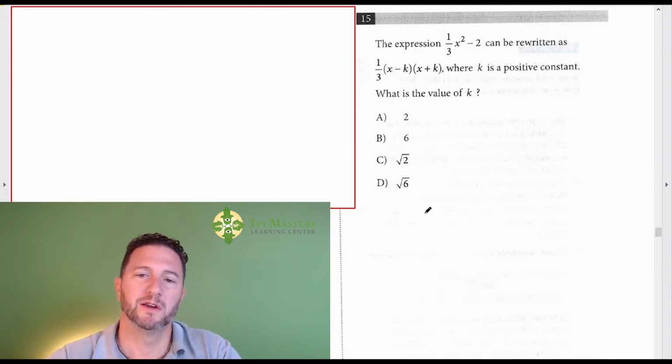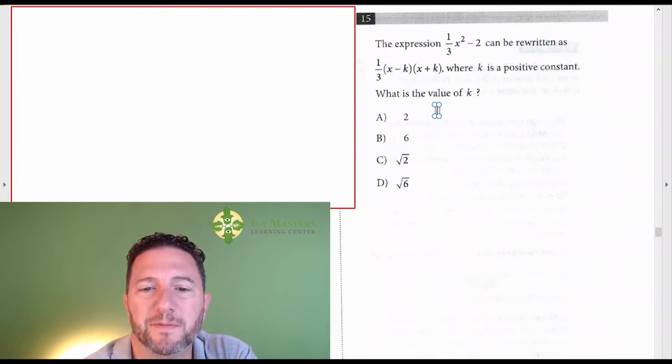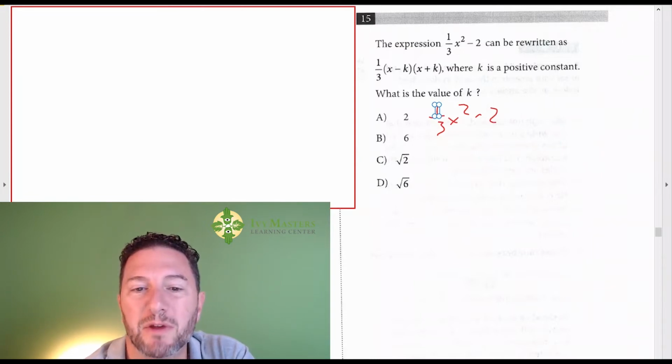First of all, don't get confused by constant. You're going to solve for constants the same way you solve for variables. So I'm just going to rewrite that. If it can be written as that, then I could set it equal to that. It's just a funny way to say equals.